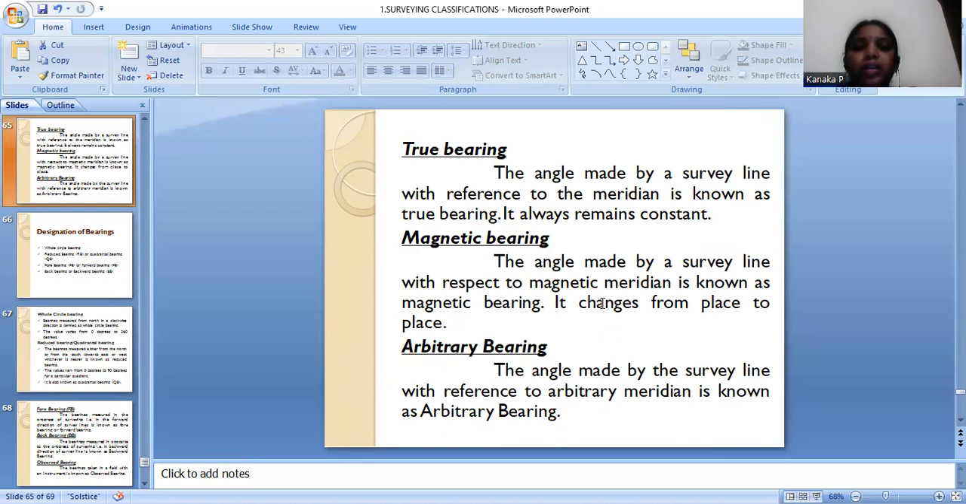Magnetic bearing means the angle made by a survey line with respect to the magnetic meridian is known as magnetic bearing. It changes from place to place, varying with the change in the magnetic meridian. Next one, arbitrary bearing. The angle made by the survey line with reference to an arbitrary meridian is known as arbitrary bearing. So there are three types of bearing.